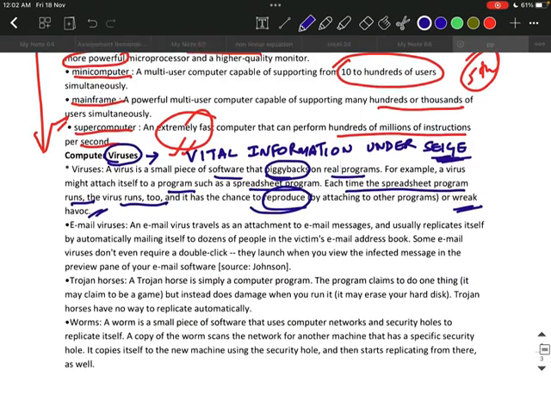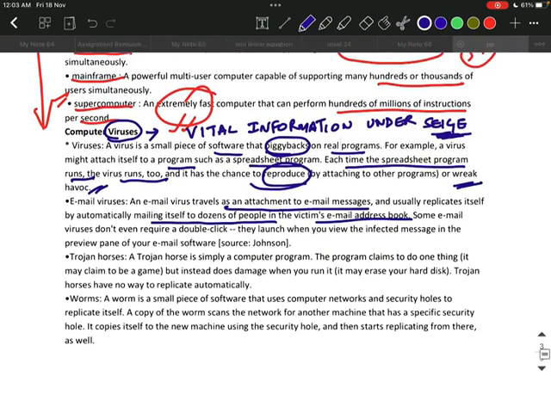For example, we have an email virus. Email virus जो है वो it can travel as an attachment to the email messages, and it can replicate itself by mailing itself to dozens of people in the victim's email address book. Then we have a Trojan horse. Trojan horse एक program है, simple program. Now the program claims to do one thing. ये बोलता है कि मैं एक काम करूँगा, but instead it does damage when you run it.